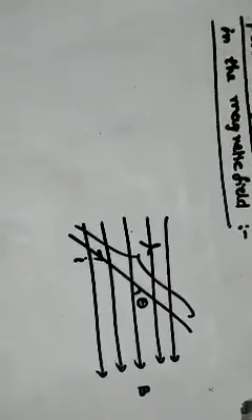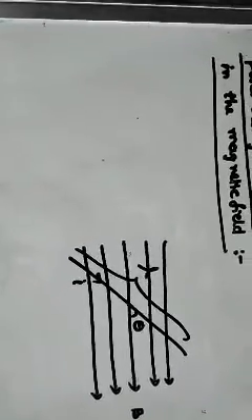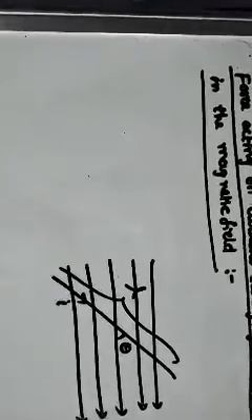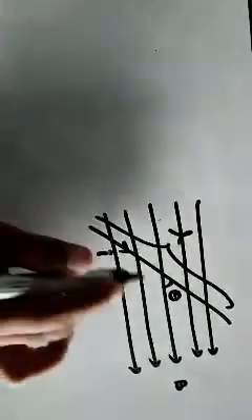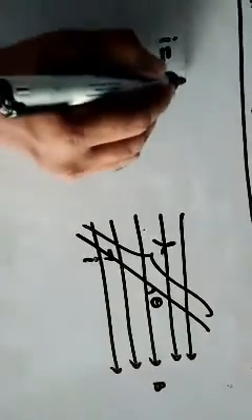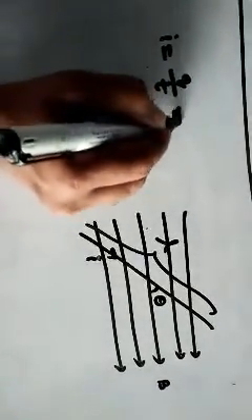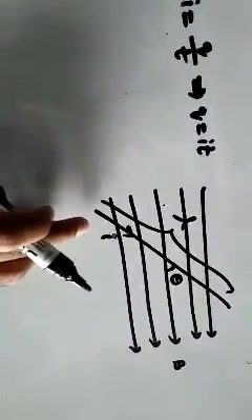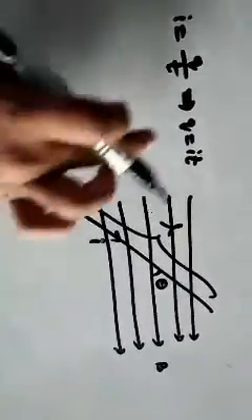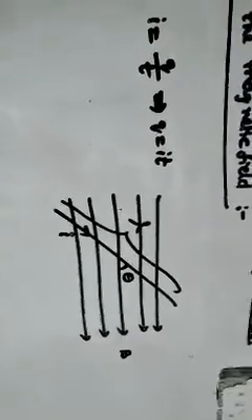There is a derivation for this, which we can do very simply. Here current is flowing, and current flowing means charge is flowing. So current I is equal to Q by T, that means Q is equal to IT. From one end to the other end, the charge Q equal to IT is flowing.